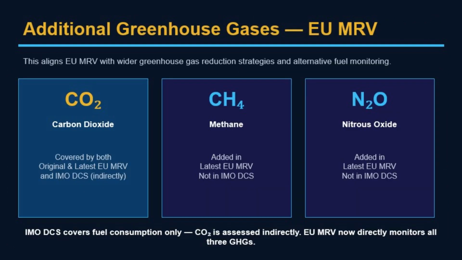This page focuses specifically on greenhouse gas coverage. Carbon dioxide, or CO2, has always been reported under EU MRV and is calculated under IMO DCS through fuel consumption data. Methane, represented as CH4, is now reported under EU MRV. Nitrous oxide, represented as N2O, is also reported under EU MRV. Neither CH4 nor N2O is currently part of IMO DCS reporting requirements.